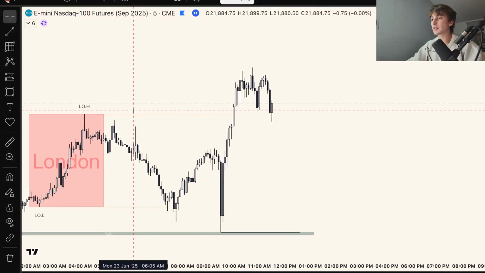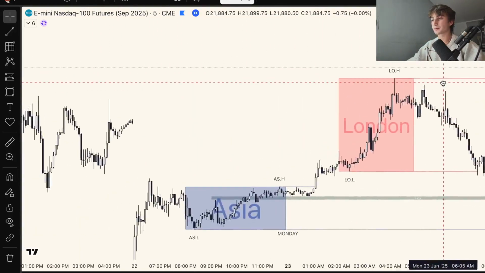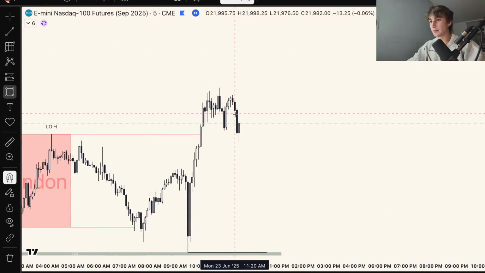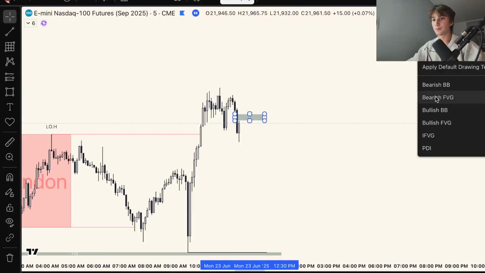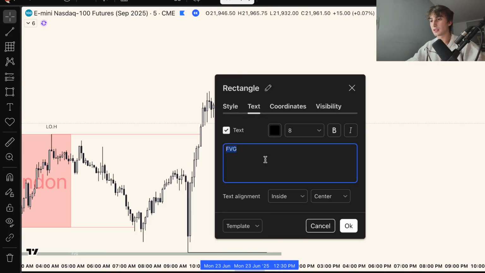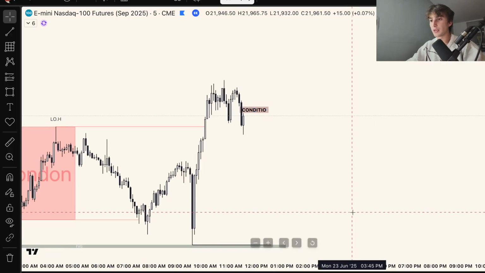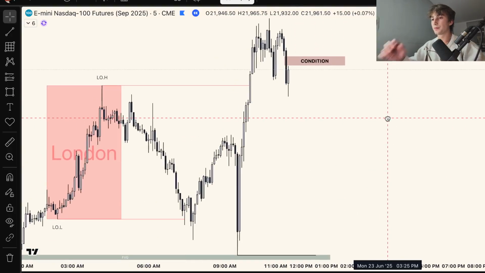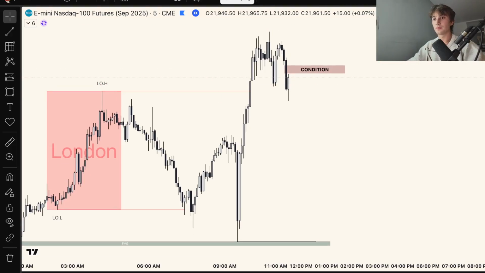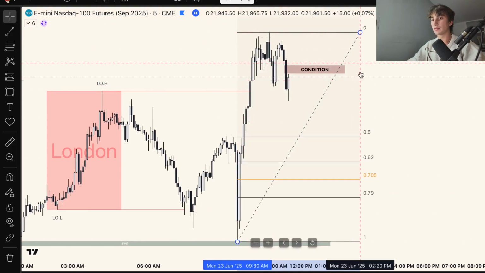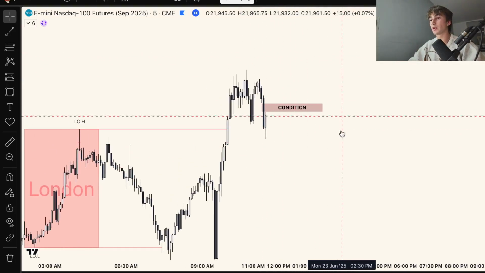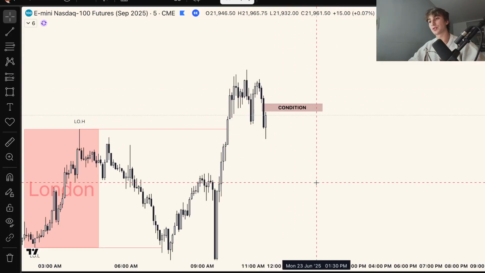Okay, finally, after sweeping London highs, and it seems like previous day high as well, we open up a 5-minute bearish fair value gap right here. This is our condition. If price wants to reverse this move and trade lower, maybe towards a reasonable level like equilibrium, then we should respect this condition. If price wants to keep going higher, then we should disrespect this condition.